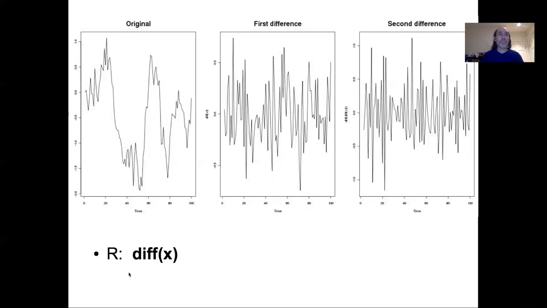It's a fairly simple function in R to calculate these first and second differences and lag differences. It's just the function diff. So if we have this original time series here, we can look at this first difference, which now has much less autocorrelation, much more constant variance, much closer to the assumptions we're looking for, no obvious trend here, and same with the second difference.